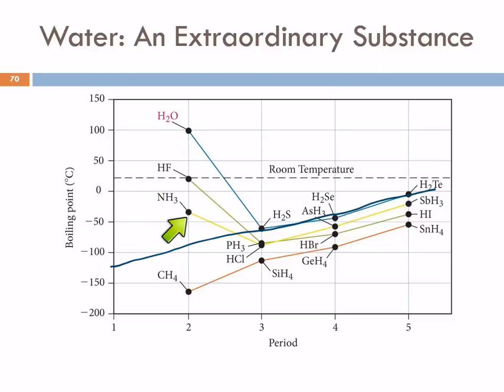Hydrogen fluoride and ammonia also buck the trends from their groups because they also have hydrogen bonding. Remember, hydrogen bonding is hydrogen and fluorine, oxygen, or nitrogen. So these three have higher than expected boiling points. And that's a real good thing for life on planet Earth, because if water boiled at minus 100 degrees, things would not be as they are.